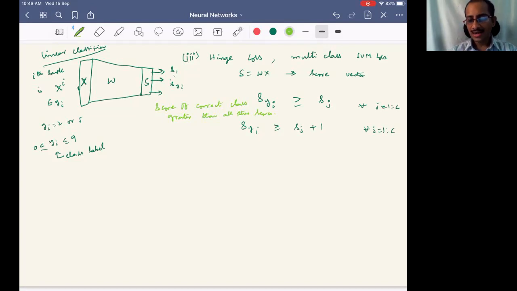Okay, so now what does this imply? S_yi greater than Sj plus 1. What does this imply? This implies... Bhavana, do you want to tell?